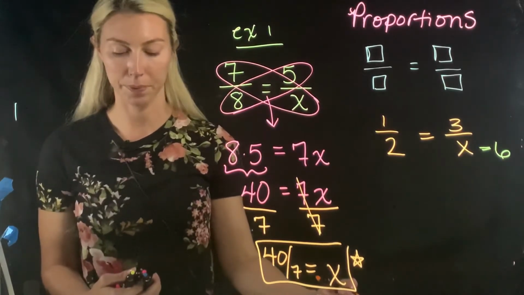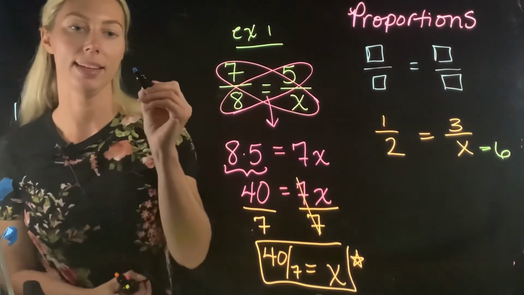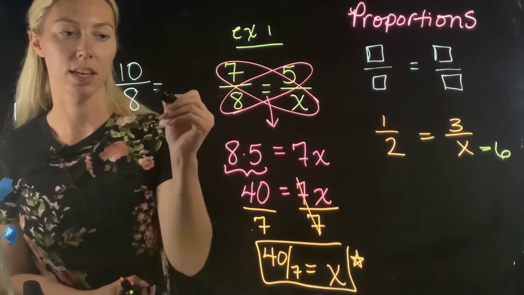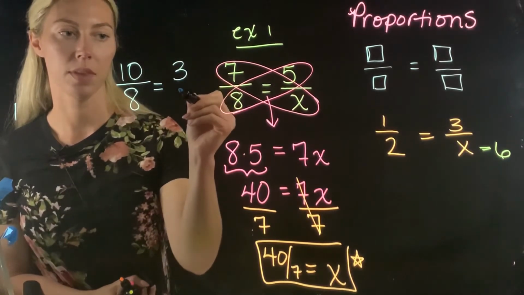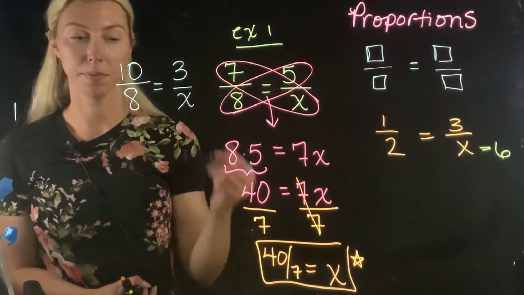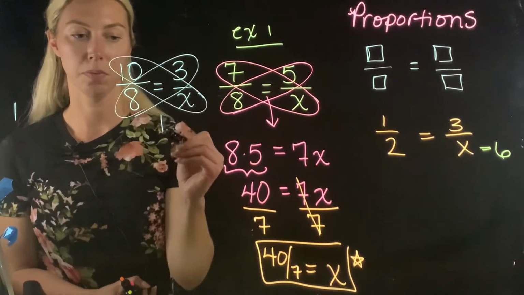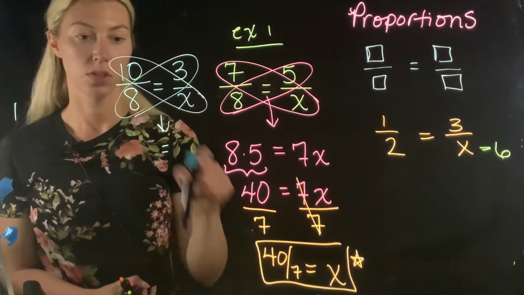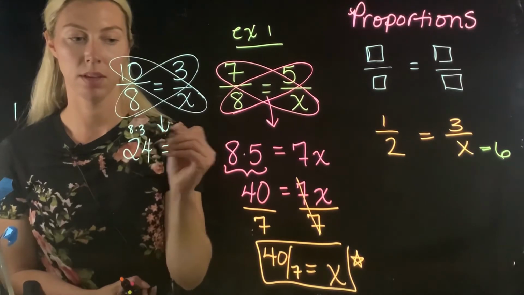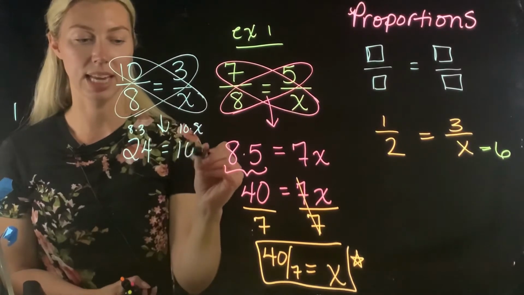Let's try another example. Maybe you would have a problem like 10 over 8 equals 3 over x. Again, you're just doing the same thing. You're going to multiply these two, multiply these two, bring down the equal sign. So 8 times 3 is 24. 10 times x is 10x.